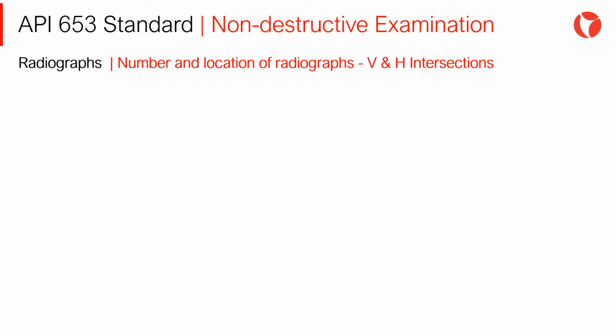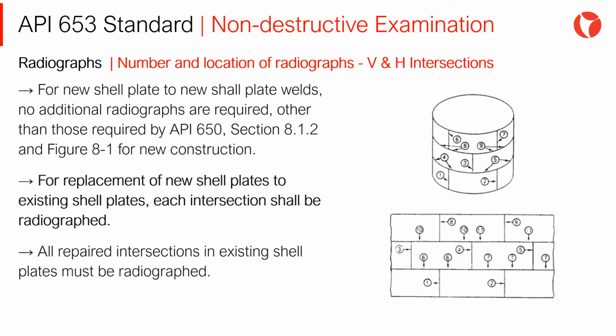Intersections of vertical and horizontal joints. For new shell plate to new shell plate welds, no additional radiographs are required other than those required by API 650, section 8.1.2 and figure 8.1 for new construction. For replacement of new shell plates to existing shell plates, each intersection shall be radiographed. All repaired intersections in existing shell plates must be radiographed.